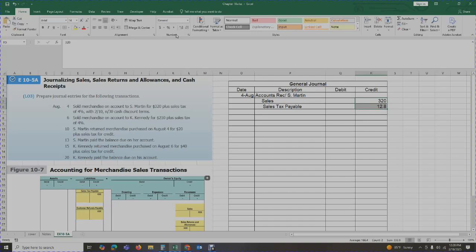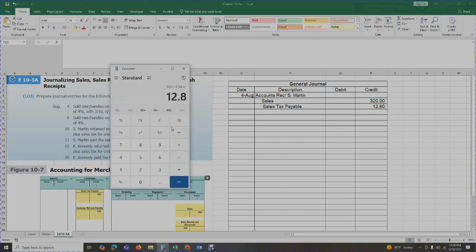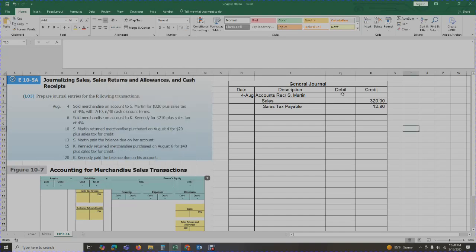So I've got to collect $12.80 of taxes. So then how much does Martin owe me? Well, Martin owes me $320 for the merchandise and $12.80 for the taxes. So the total amount that Martin owes me is $332.80. That is going to be accounts receivable. Remember, it's an asset account with a normal balance of a debit. So the total that Martin owes me is $332.80.